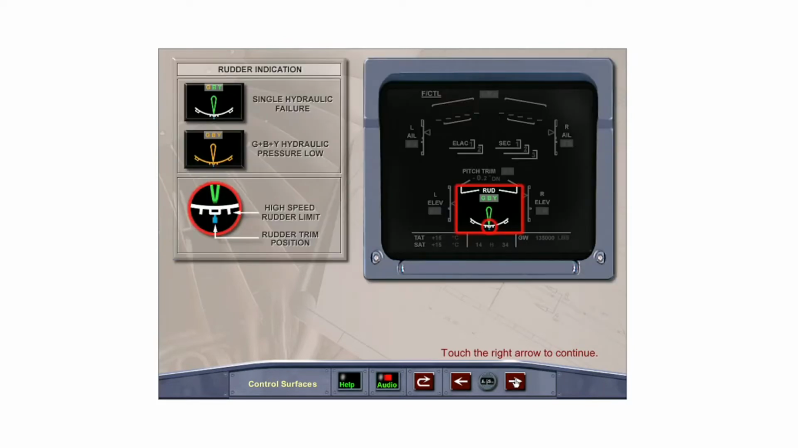Rudder position is displayed on the ECAM flight control page. The hydraulic indicator changes to amber with a hydraulic system failure. The rudder symbol and scale become amber if all three hydraulic system pressures are low. The rudder trim position, normally blue, changes to amber if the rudder trim reset fails. The rudder travel limiter high-speed limits are displayed.